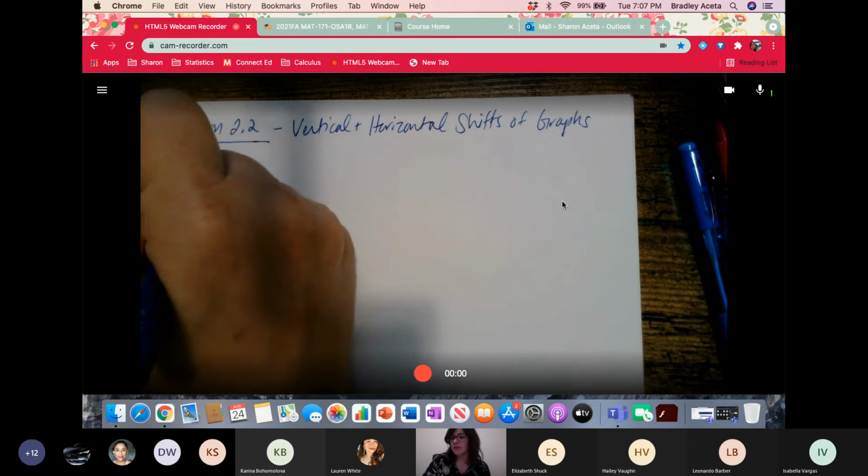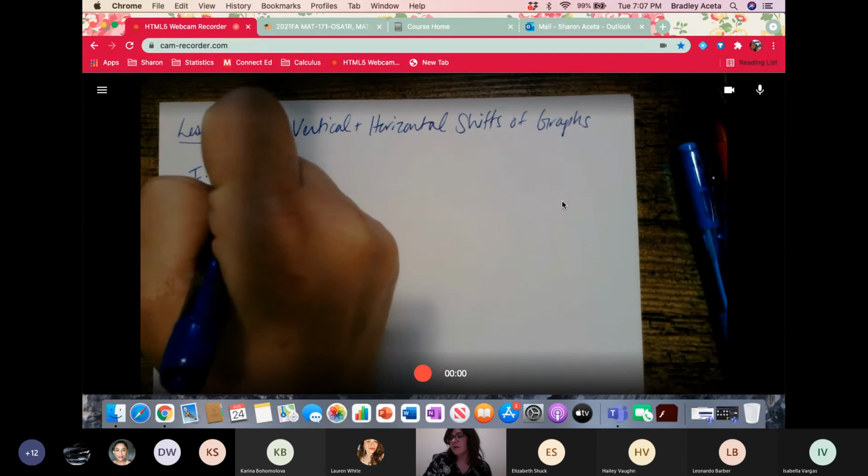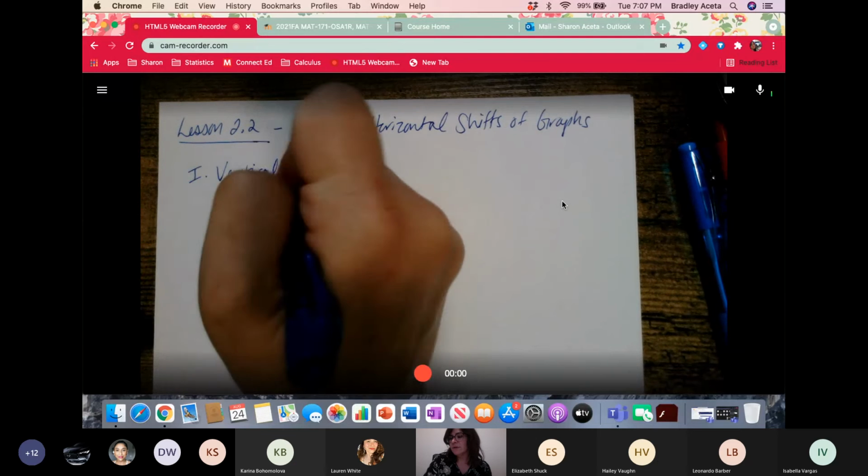Stuff, but this is pretty easy. So this is vertical shifts on a graph.